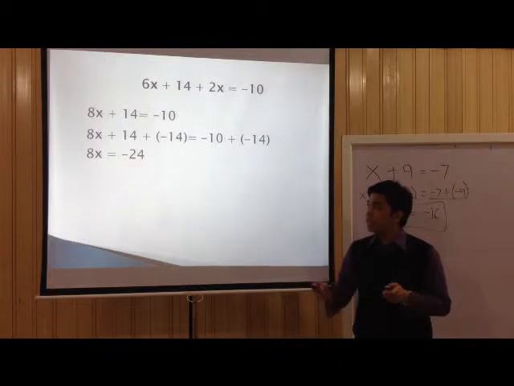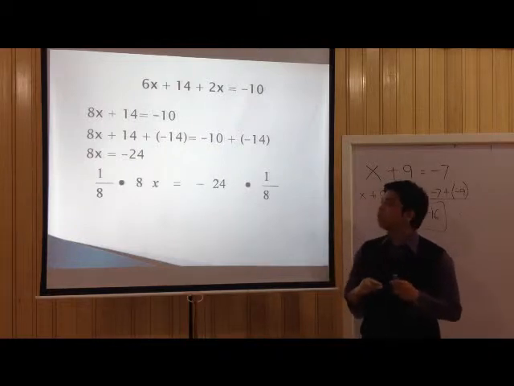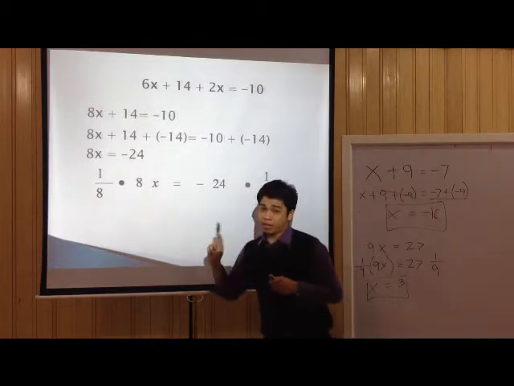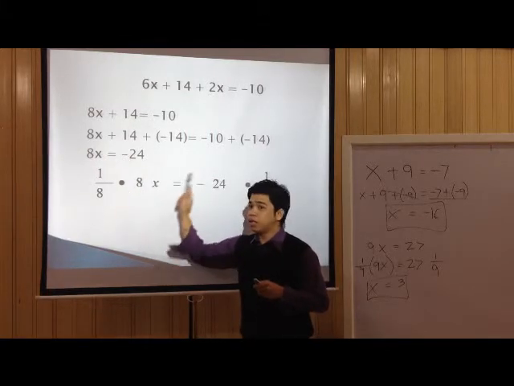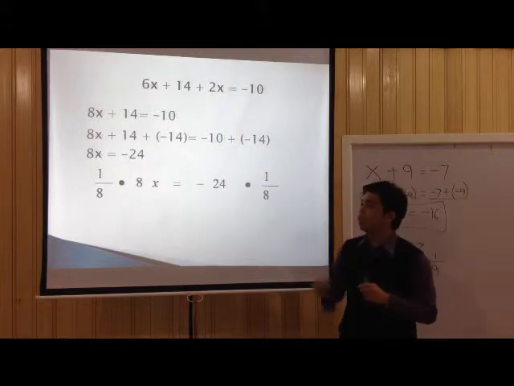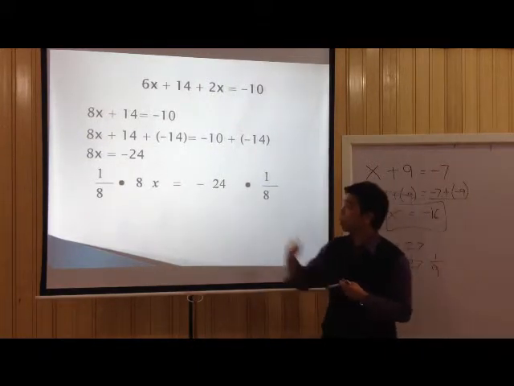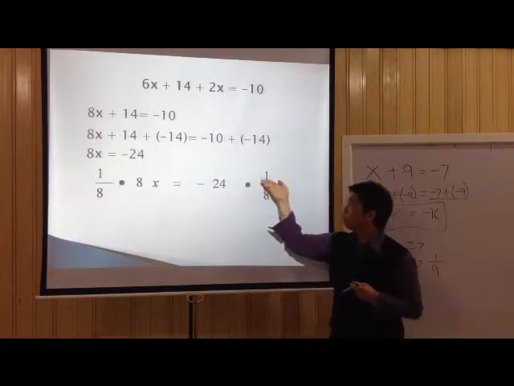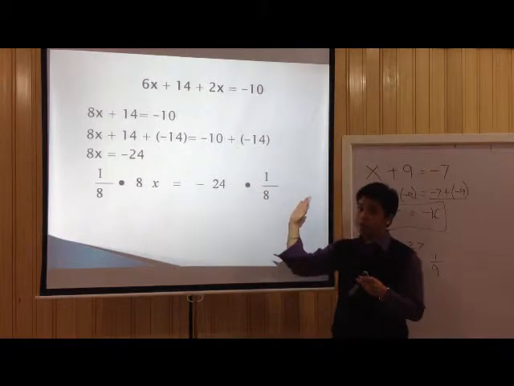By finding the multiplicative inverse, or the reciprocal of 8, and multiplying it to both sides, which is 1 over 8, we can cancel 8 here, right? Because 1 over 8 multiplied by its reciprocal, which is 8, will give us 1. 1x, or simply x, will be equal to the product of negative 24 and 1 over 8. Whatever you multiply here, you multiply it there also.